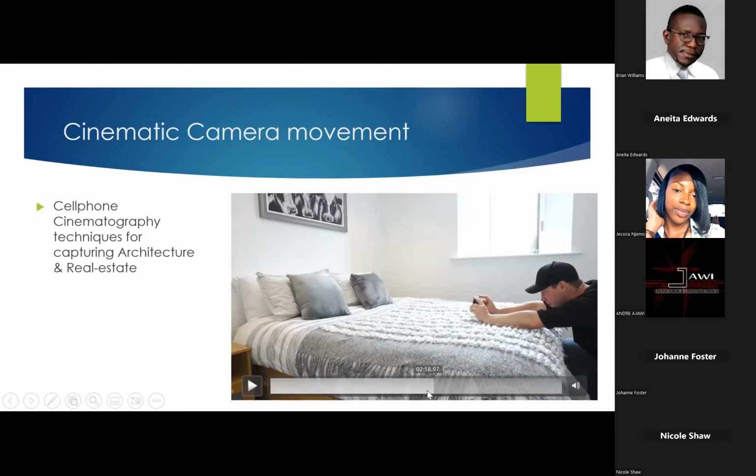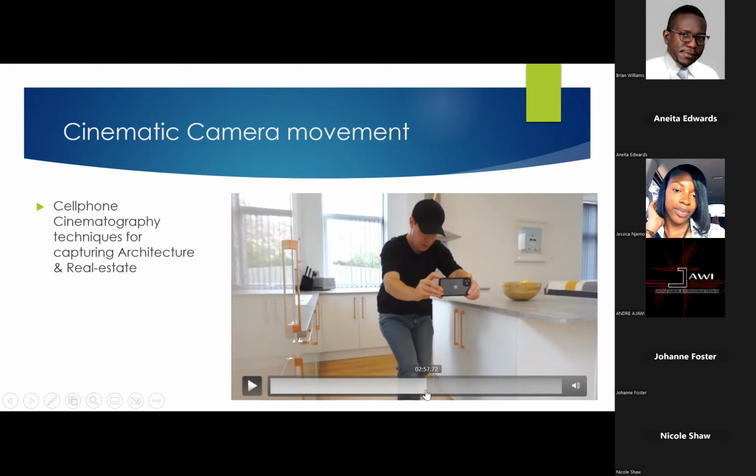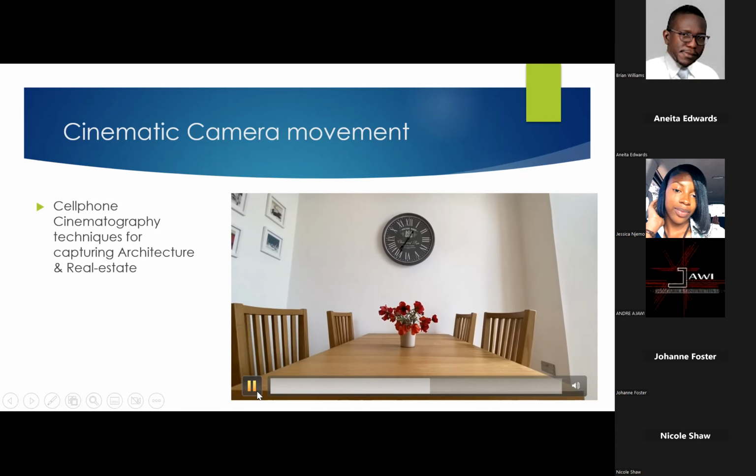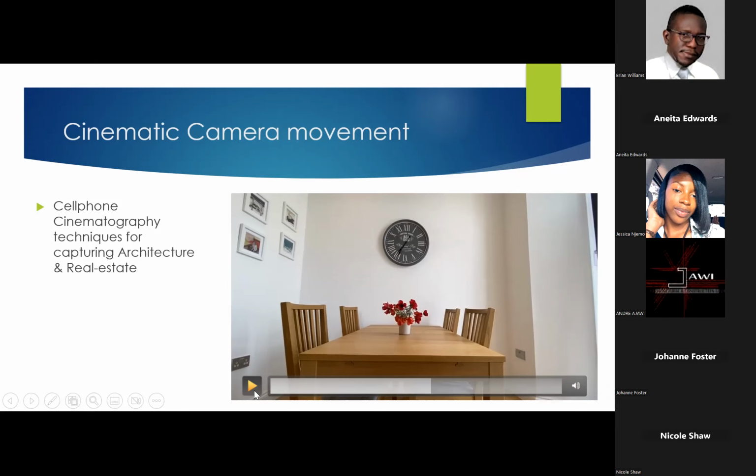Right, so if you look at this one, it's not just a pull out, because then it would be going at a consistent local axis, but it is tilting down while pulling out.